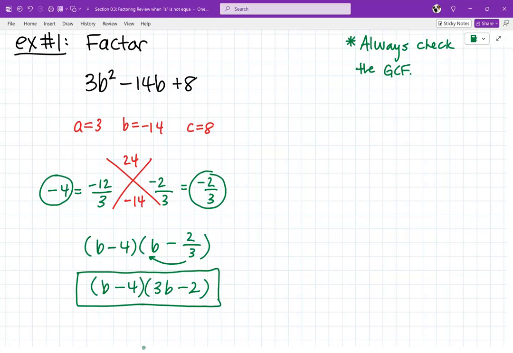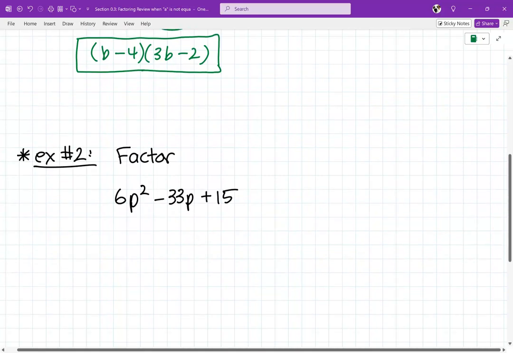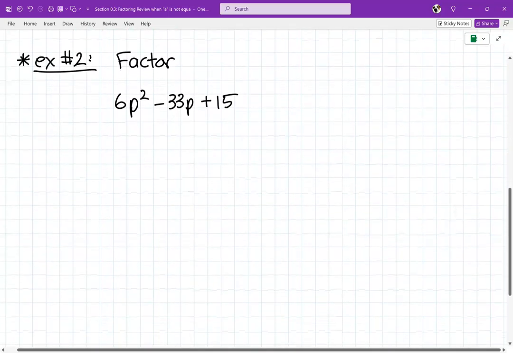So we tried to do the GCF, it didn't work. So after we can't take out anything, we're just going to do the x method. If we have a fraction as one of our factors, then we have to fix that. Okay. So here's another one, and then after this, we're going to do one that's a little different.